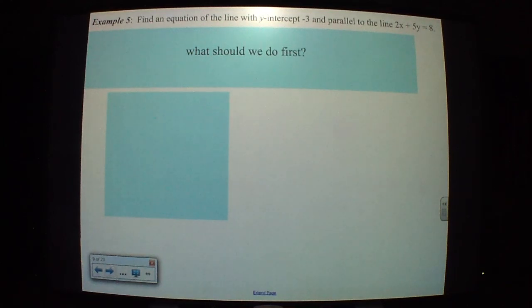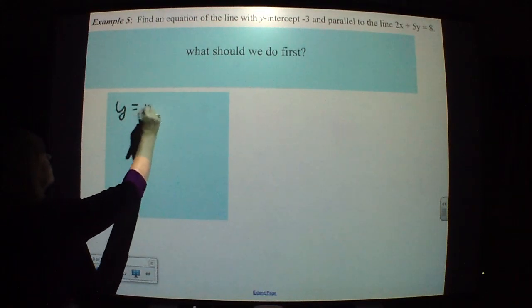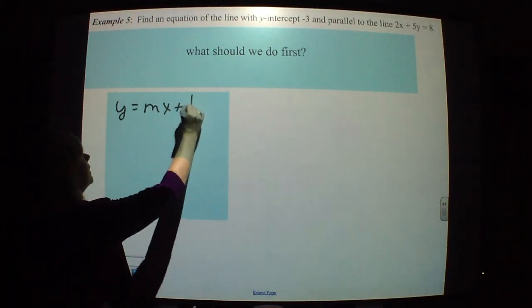Find the equation of a line with a y-intercept of negative 3 parallel to the line 2x plus 5y is equal to 8. Different ways you can solve this. This is not the only way. But you could say, okay, I know y is equal to mx plus b.